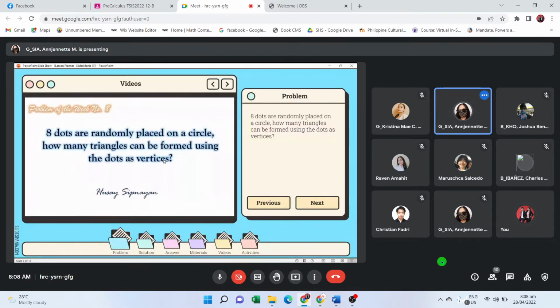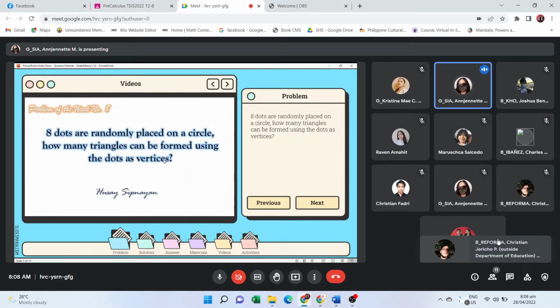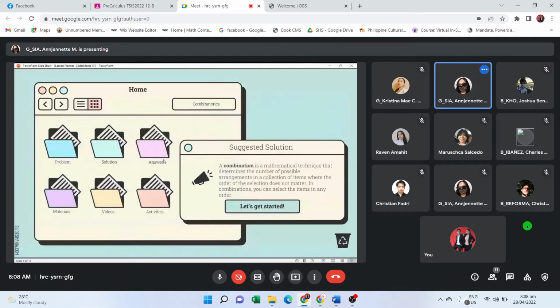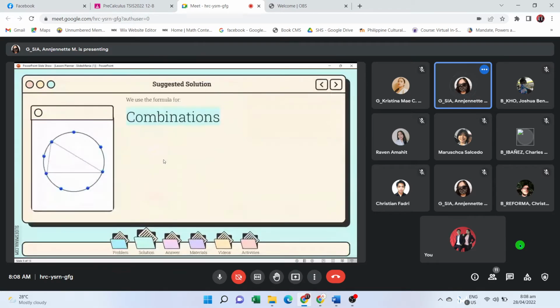So the problem of the week number 8: 8 dots are randomly placed on a circle. How many triangles can be formed using the dots as vertices? Note that a combination is a mathematical technique that determines the number of possible arrangements in a collection of items where the order of the selection does not matter. In combinations, you can select the items in any order.